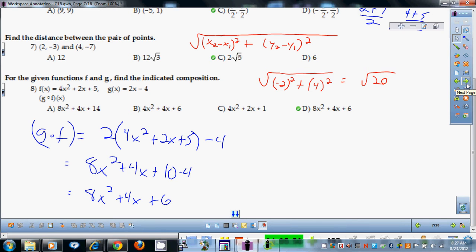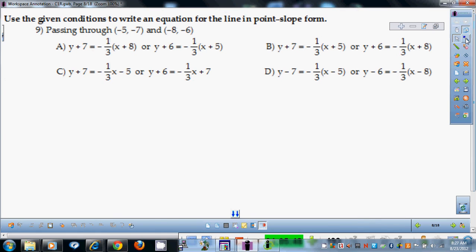Alright, number 9. Write an equation in point-slope form. Okay. Well, it looks like they used the, oh no, they just did both, didn't they? What's the first step here?